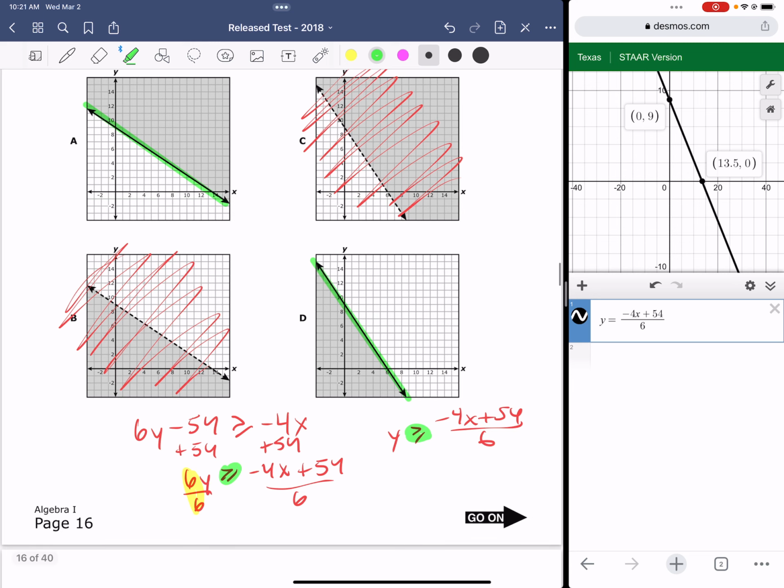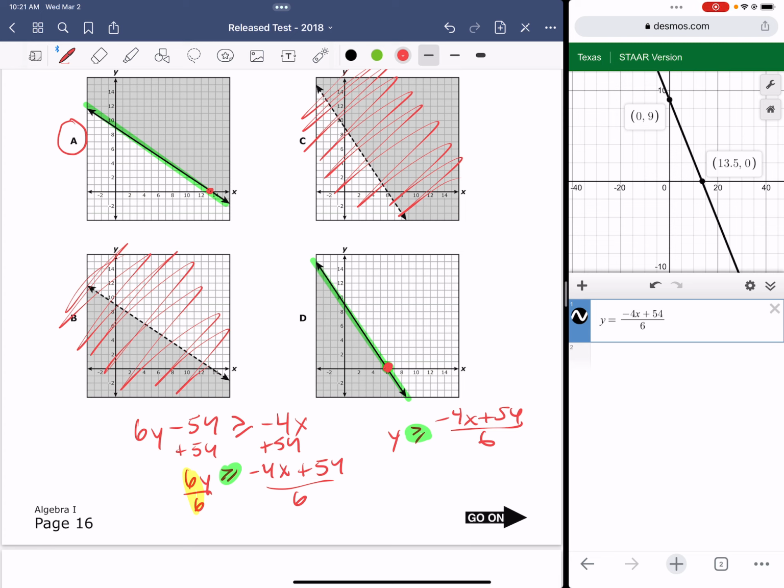Letter D does not cross the x-axis at 13.5. It crosses the y-axis at 6. This answer choice, letter A, appears to cross the x-axis at 13.5. Therefore, letter A is the correct answer.